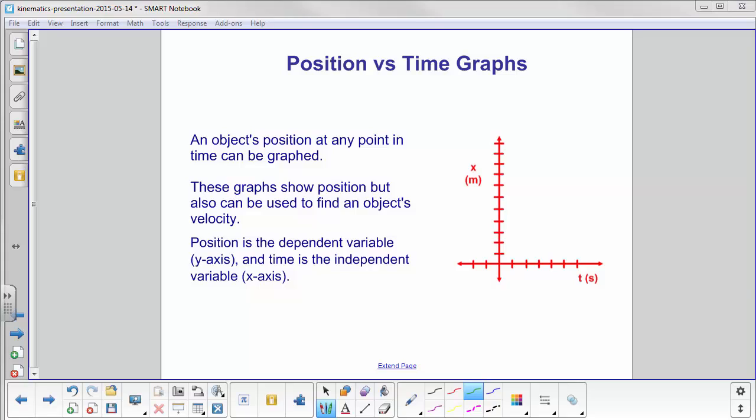A position time graph has position on the y-axis, that's x, and time on the x-axis. Notice how both axes have been labeled along with units. Now we can certainly graph the position at any time. However, we can also use this graph to find an object's velocity. So just to review dependent and independent variables, the x-axis, which is time, is the independent variable, and the y-axis, which in this case is x, funny enough, is the dependent variable.